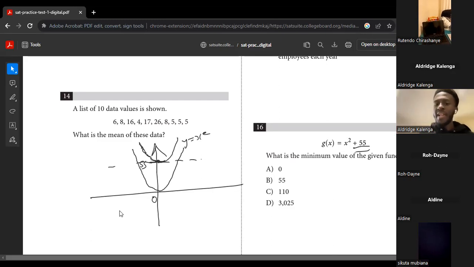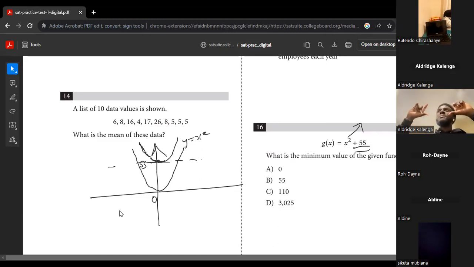Like Rodin said, imagine if you plug in, let's try to plug in 0 here. So you have 0 squared plus 55. That's still 55. Try to plug in -1. -1 squared is going to be 1, plus 55 is 56. So the smallest possible number you can get is 55 regardless. Even if you plug in, you see the smallest number is 55.